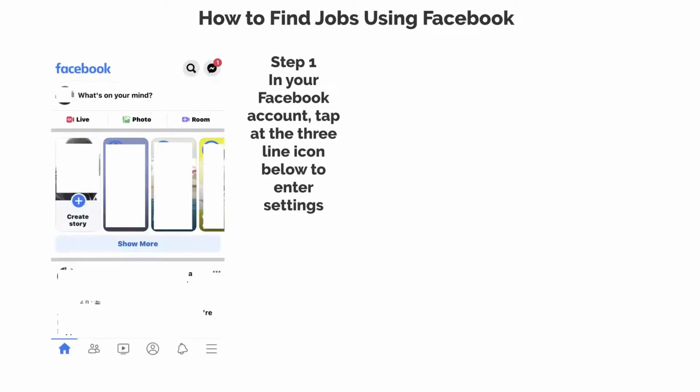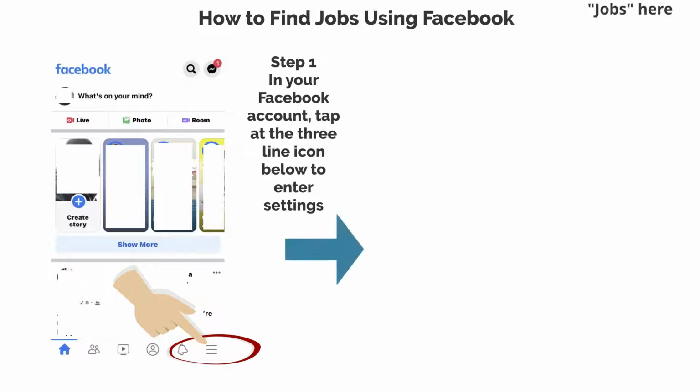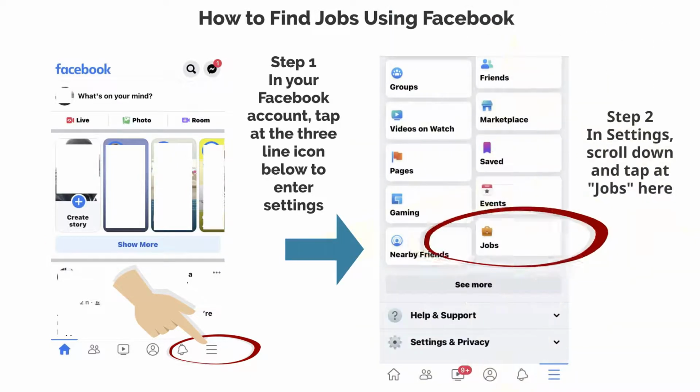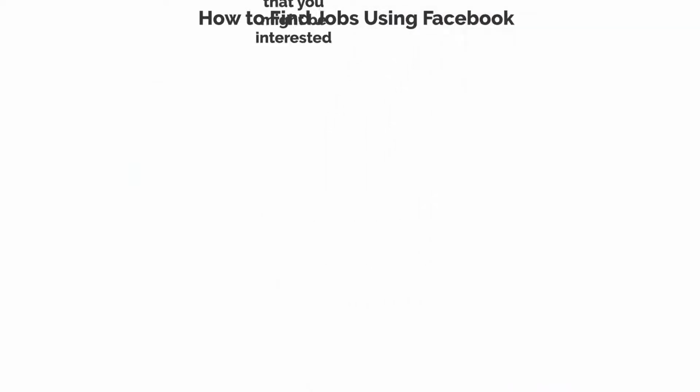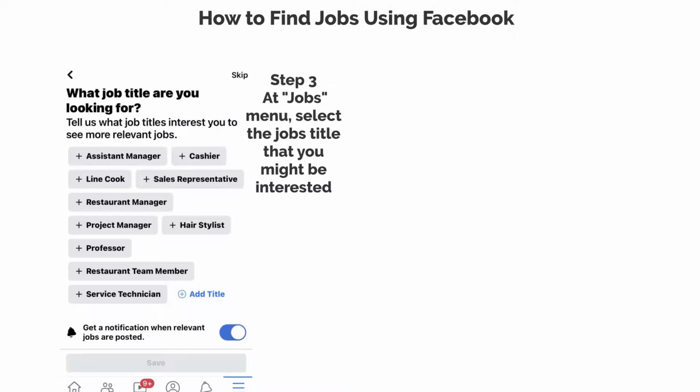Step 1. In your Facebook account, tap at the three line icon below to enter settings. Step 2. In settings, scroll down and tap at jobs here. Step 3. At jobs menu, select the job title that you might be interested in.